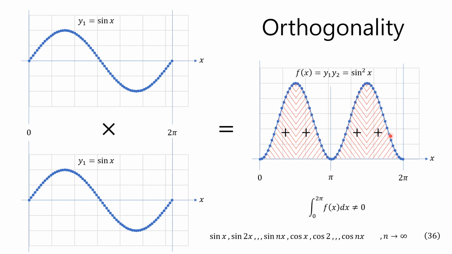This graph is symmetric about the line x equals pi, and as can be intuitively seen, the integration result is not 0. As shown in the figure, all graph lines exist above the x-axis, so the integration result is not 0. No matter which function you choose in a trigonometric system, if the two functions are exactly the same, the integration result will not be 0.